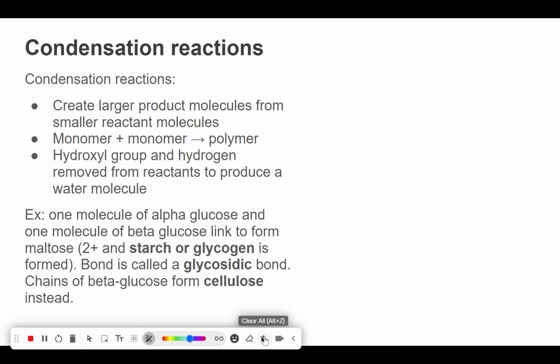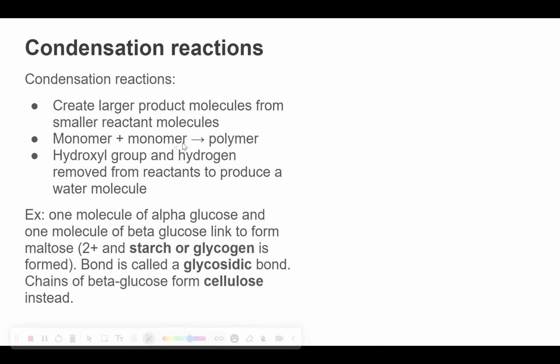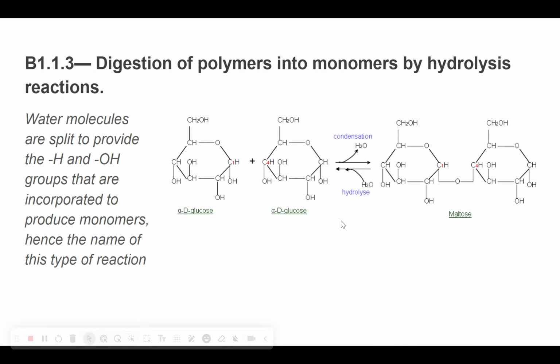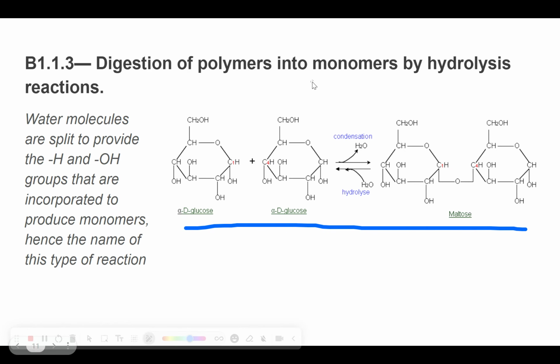All right. I think that's pretty good for condensation reactions. Let's move on to hydrolysis reactions. So the next point of information, B1.1.3, is about digestion of polymers into monomers by hydrolysis reactions. This picture is the same because these reactions can go both ways. So if you are building up a bigger molecule, that is a condensation reaction. If you are breaking apart a big molecule to create smaller molecules, that is a hydrolysis reaction.